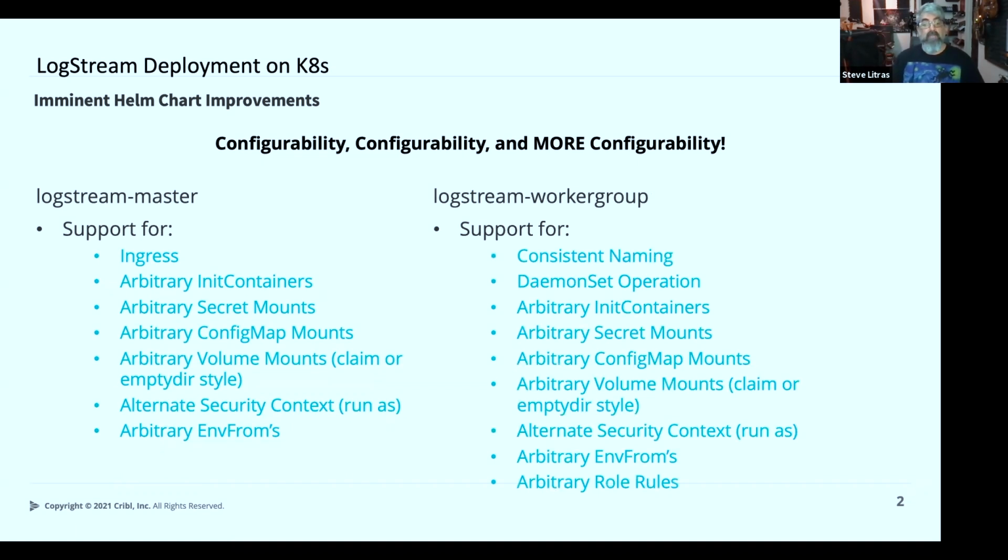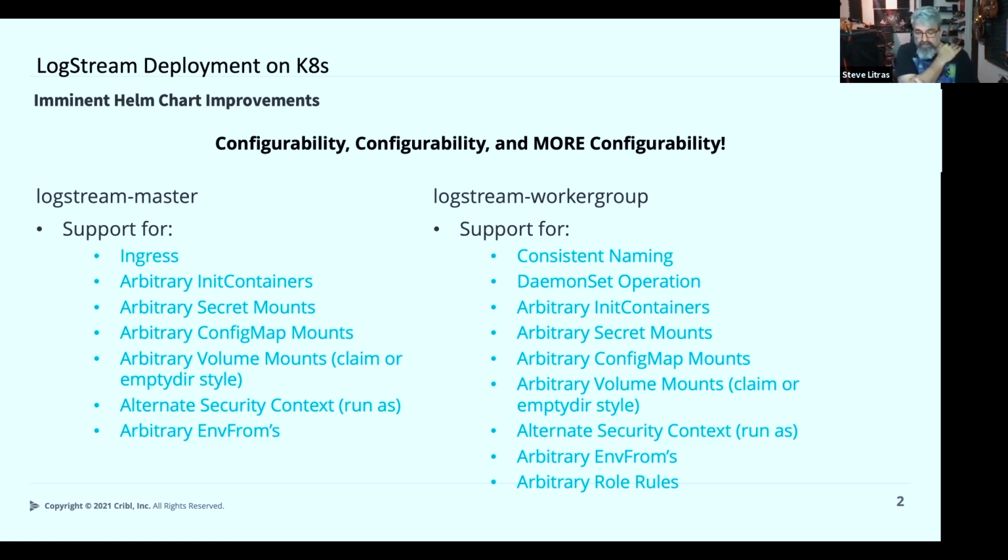On the worker group side, it's a very similar set of things with a couple exceptions. So consistent naming is one of them. If you've deployed the charts, you notice that in master you determine groups, and in the worker group side you determine tags. That's now been harmonized, so they're all group. So you create a group in the master, and then you point the LogStream worker group at that group instead of a tag. The old nomenclature is still supported as a backwards compatibility mode, but it just makes it a little more sensible. Also a new option for runtime, and that is running as a daemon set.